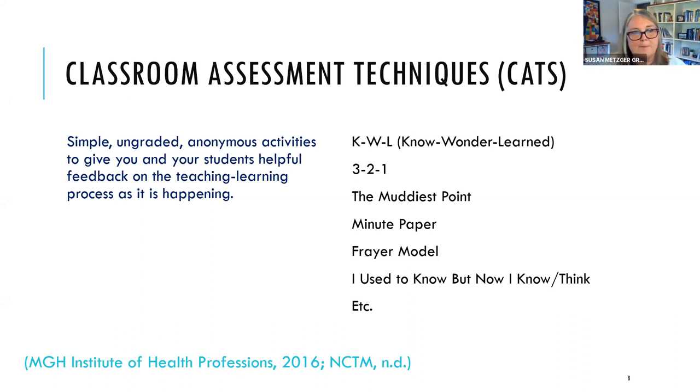The Frayer model, and I'm going to share this with you, and I have some notes in here that you can look at too, is another useful, quick, pretty easy classroom assessment technique that can be used for personal interaction with students. This is more visual. It consists of a square with four quadrants, and in the middle, you put a concept that you're focusing on in class. And you ask the students to explain the characteristics and give examples and give non-examples, like what is this not?